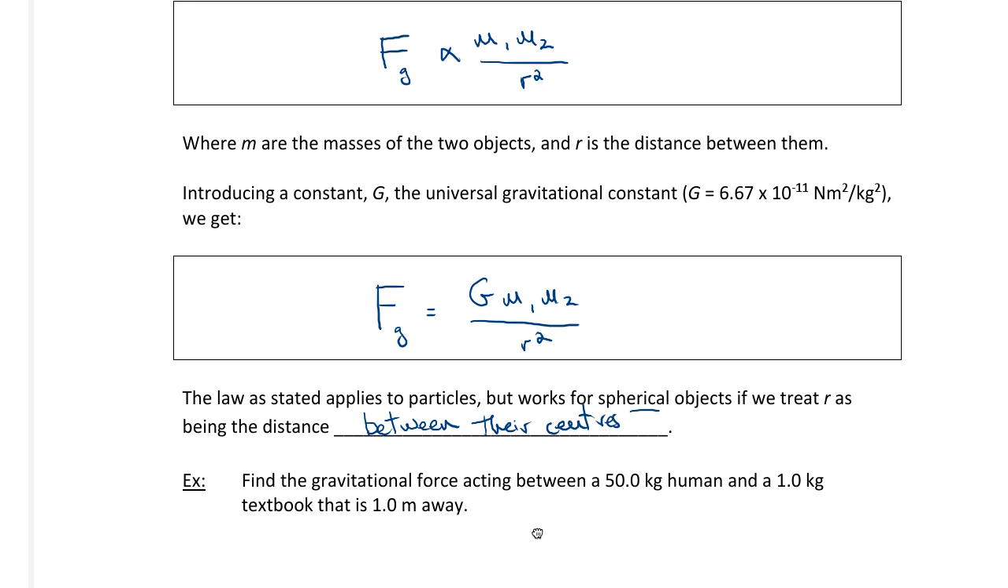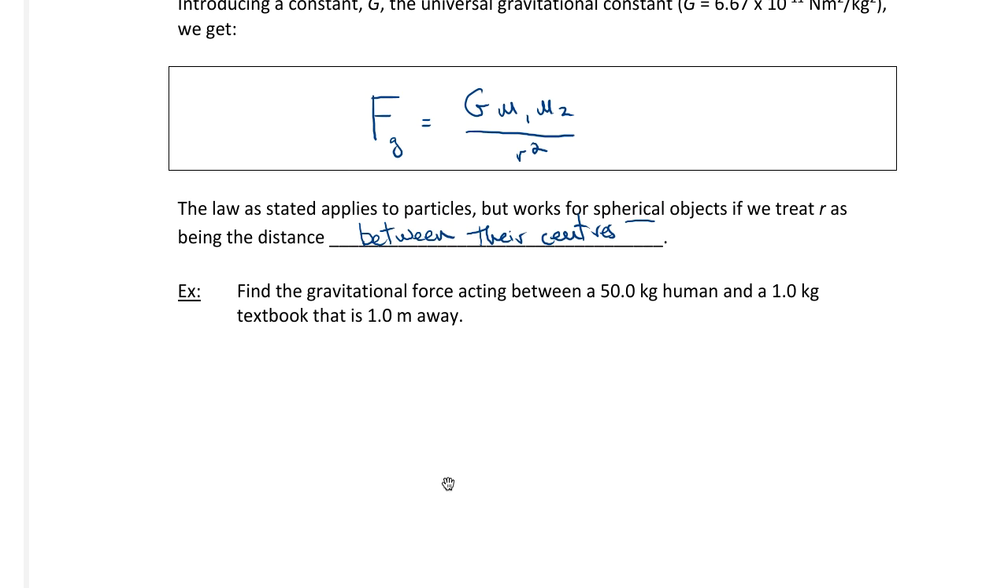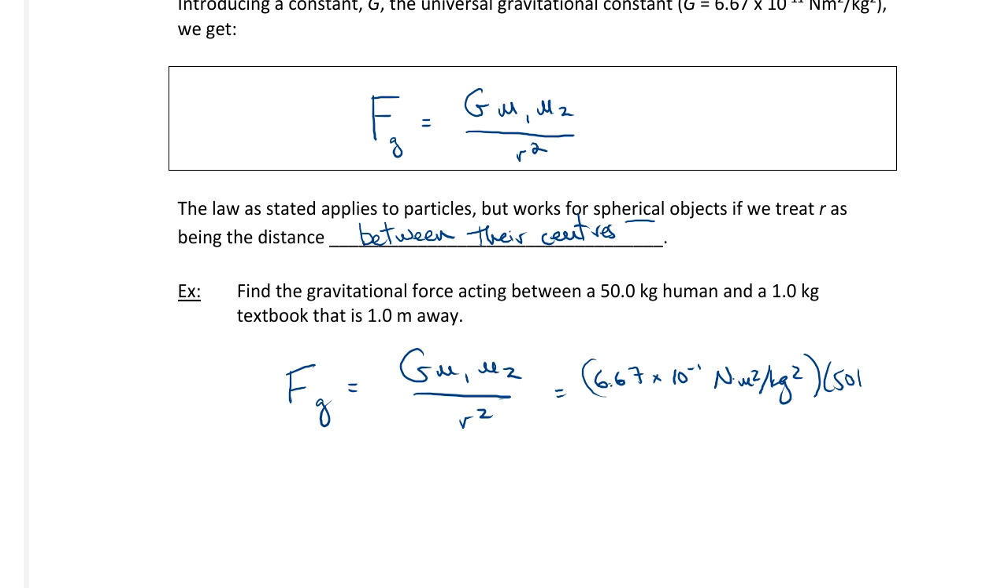So let's take a look at an example. Find the gravitational force acting between a 50 kilogram human and a 1 kilogram textbook that's 1 meter away. All we do is we plug in to this equation. So we're going to plug in our gravitational constant, which is 6.67 times 10 to the negative 11 newton meters squared per kilogram squared multiplied by 50 kilograms by 1 kilogram and divided by 1 meter squared. And when we plug that into our calculator, we get approximately 3.3 times 10 to the negative 9.